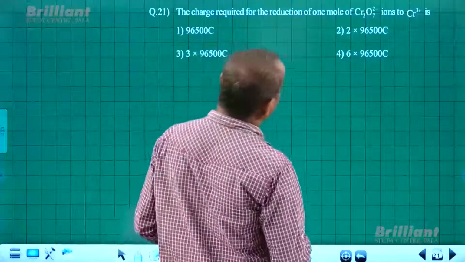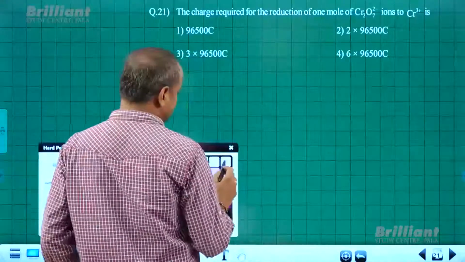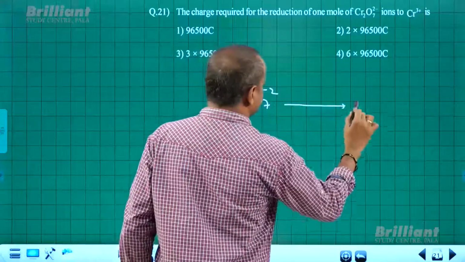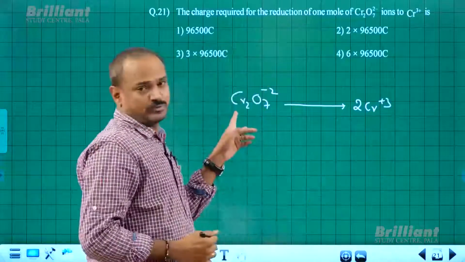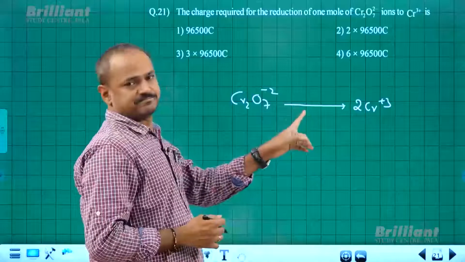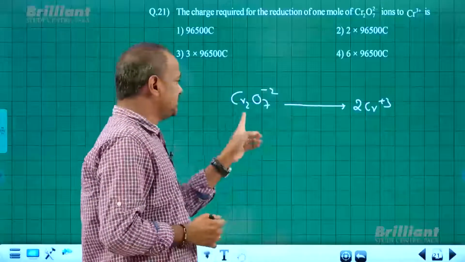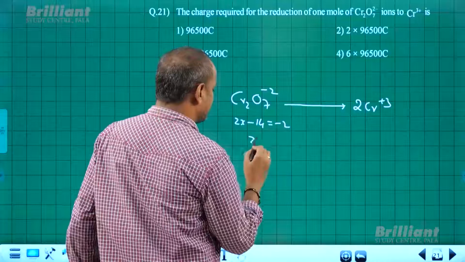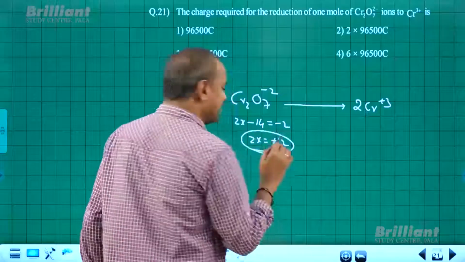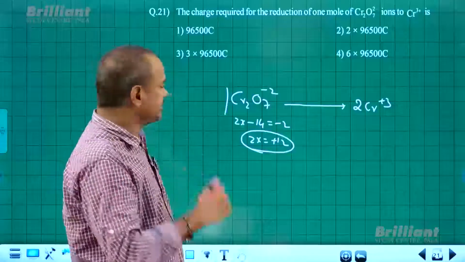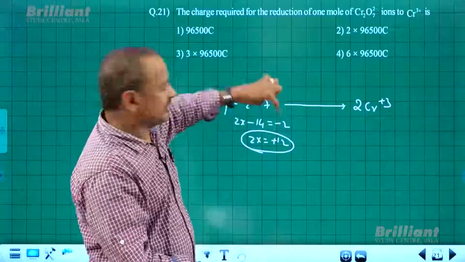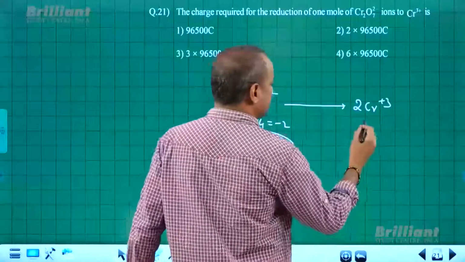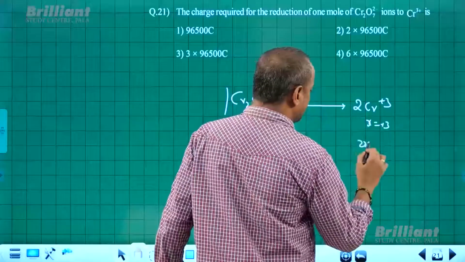Charge required for reduction of 1 mole of dichromate to chromium. Take the change in oxidation number. Dichromate formula is Cr2O7 2 minus. Take 2 chromiums because here Cr2 is present. So that means element first balance. If 1 is present, then take 1, but 2 present, take 2 atoms. 2x minus 14 is equal to minus 2, 2x equal to 12. That's all. 2x value is required because 1 mole of the compound has 2 atoms of chromium involved in the chemical reaction. Therefore, take 2x value for the 1 mole of the compound. Same 2x value on the product side also. x equal to 3, 2x equal to 6.